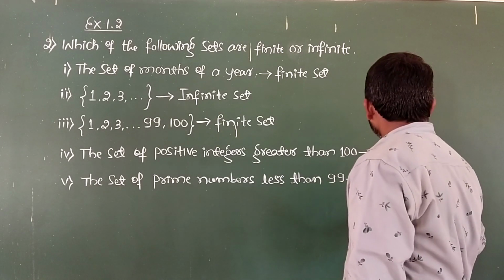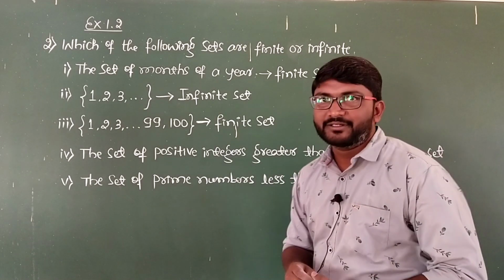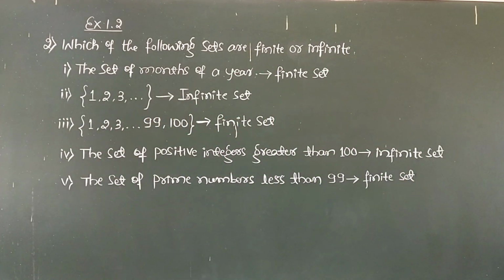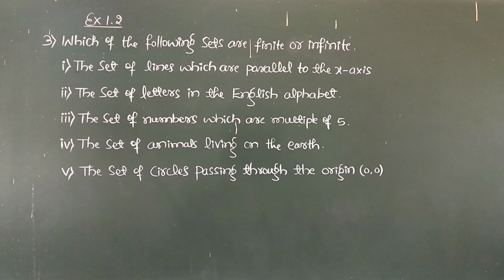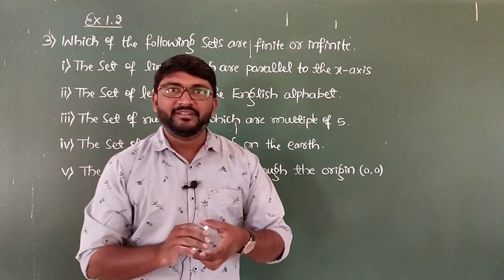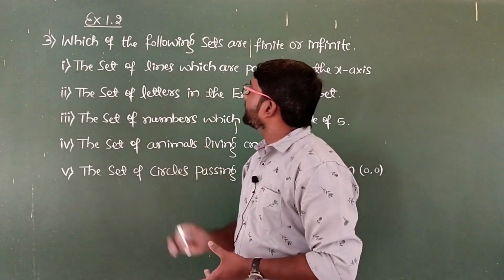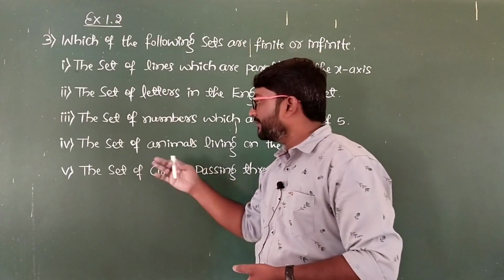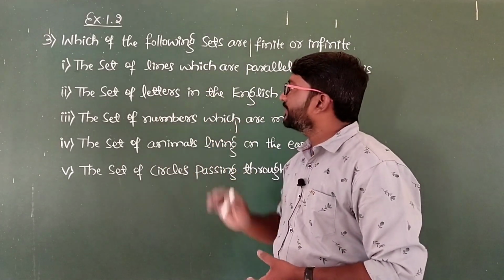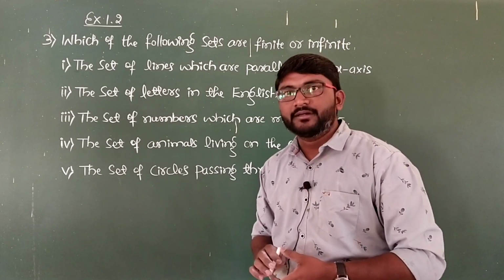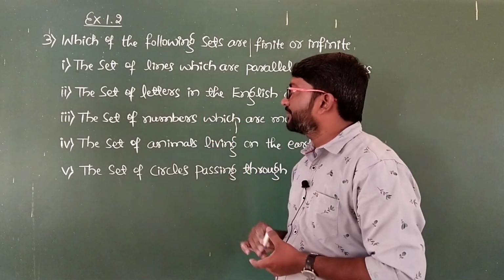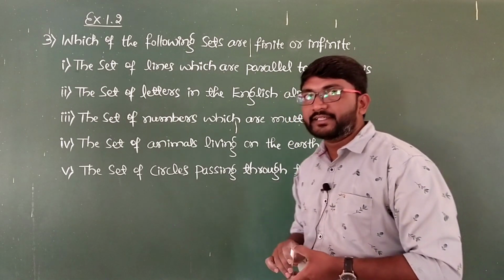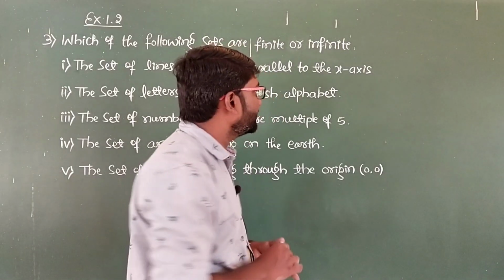So note down this and then we'll move on to the third main question. Well, the third main question is: which of the following sets are finite or infinite? Again in this we have 5 sub questions. So go through them one by one and decide whether each is finite or infinite. The Roman number 1, the set of lines which are parallel to the x-axis.